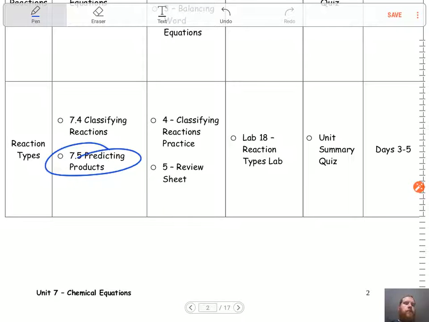Hey guys, this is video 7.5, predicting products. Now this is something that is an important skill. How much of this you have to do on the reagents kind of depends from year to year. So we're going to practice this. This is not going to be the only time that we're going to do this, but we're going to keep practicing it throughout the whole year.